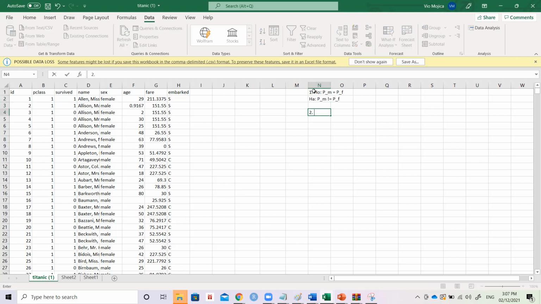Number 2, it's a chi-square test. Number 3, we use alpha equals 0.05. Number 4, critical value, let's skip it first. Number 5, test statistic.